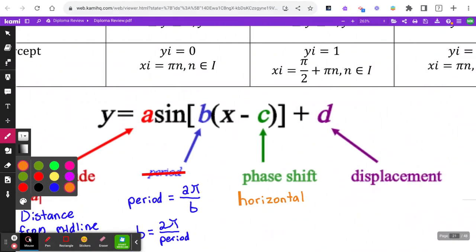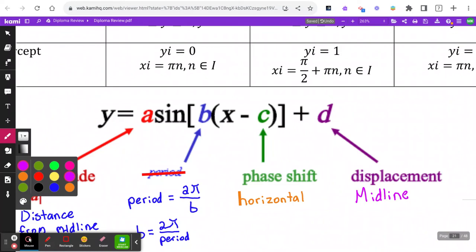Your D value is a vertical displacement. I don't ever refer to it as that. I mean, technically, that's what it's doing. It's moving your graph up or down. It is a vertical translation. I just always refer to it as your midline. But it is like a vertical shift up or down. Like if I move my midline up to 2, the whole graph moves up.